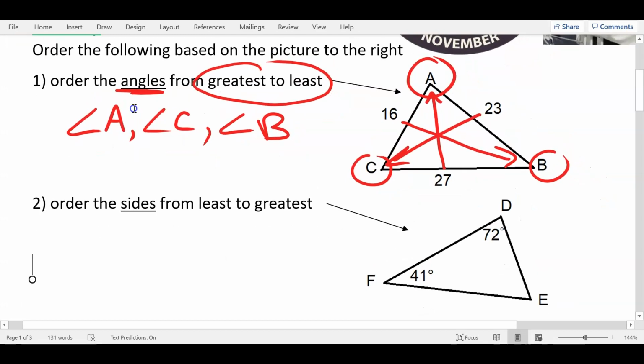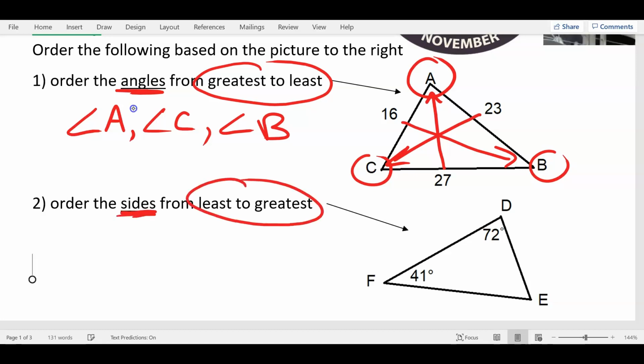How's 2 different? We're talking about sides, and from what to what? Least to greatest. So see how it can change? So make sure you're reading it carefully. We're doing the sides, least to greatest, okay? Now, hold up, okay? If I look outside the triangle, none of the sides are labeled.